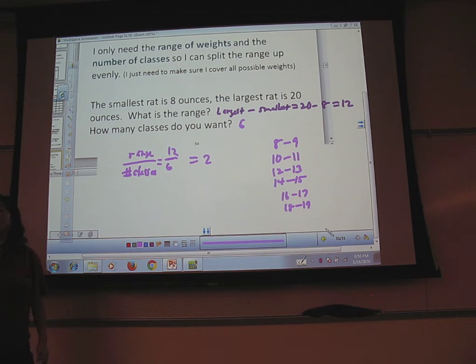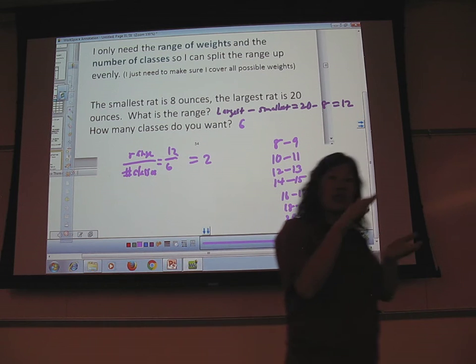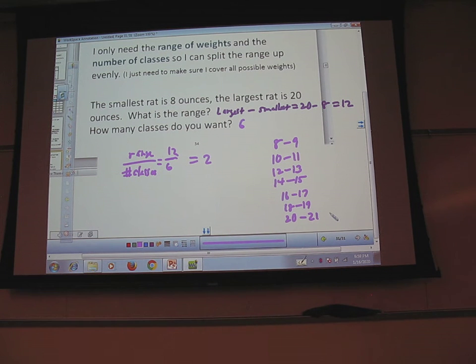Or I could just add another class. Right? If I wasn't fixed on 6 classes, I could just make it 7 classes. And I would go 20 to 21 and have 7 classes. So it's kind of another way you can do it. This only comes up when you have a really small range, like a range of less than 20, less than 25.